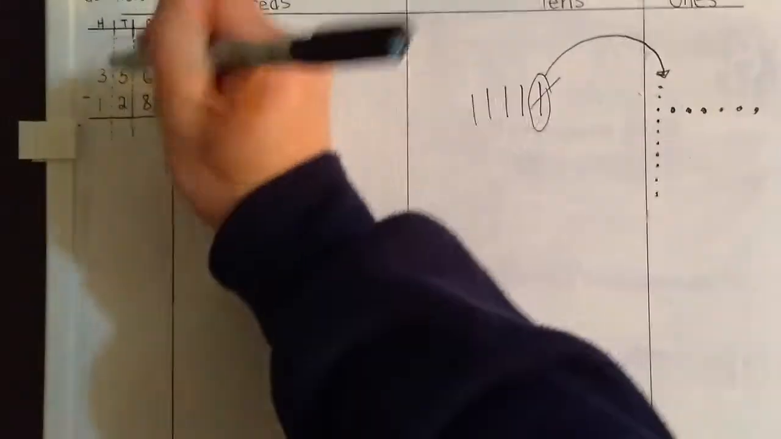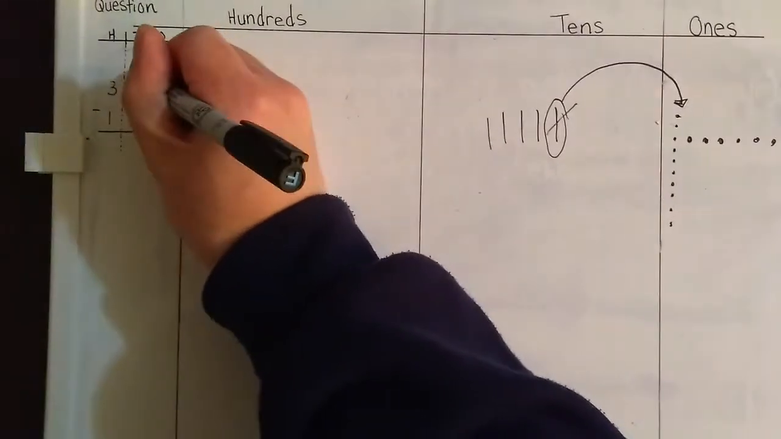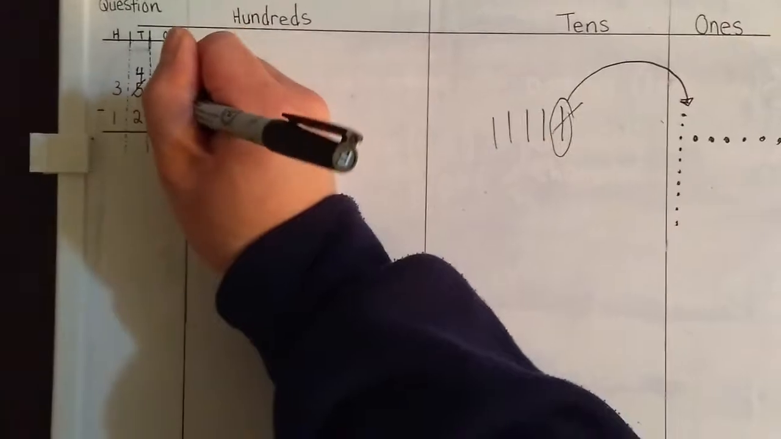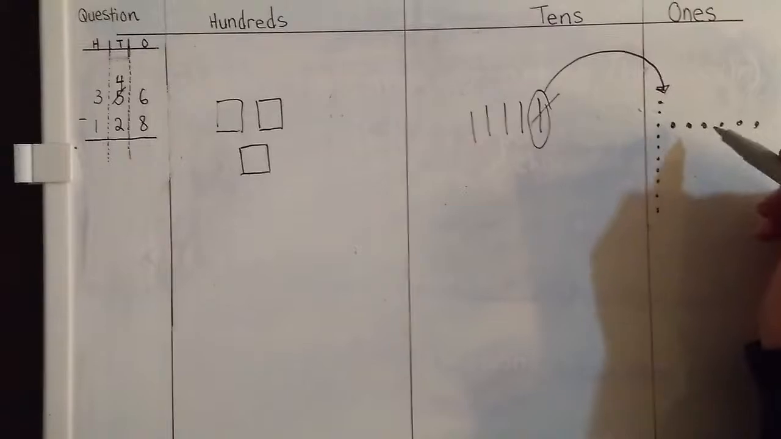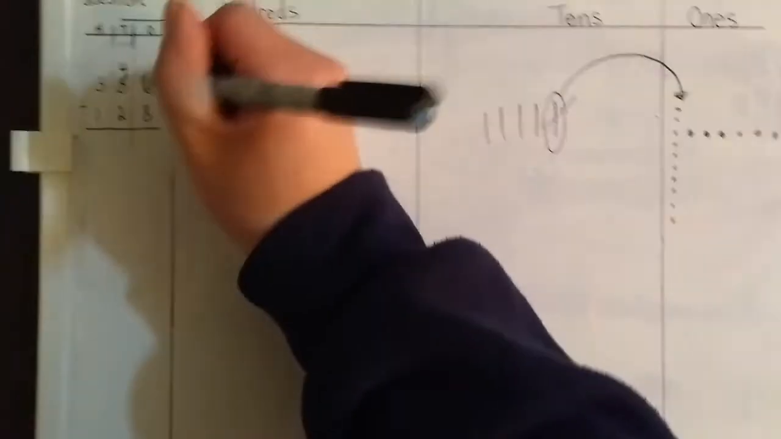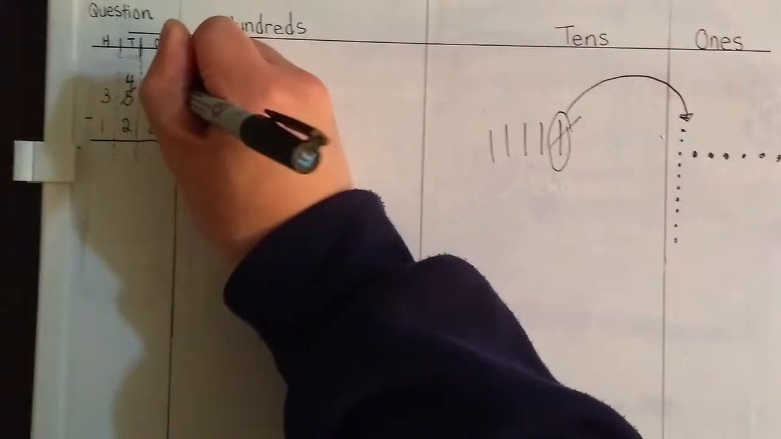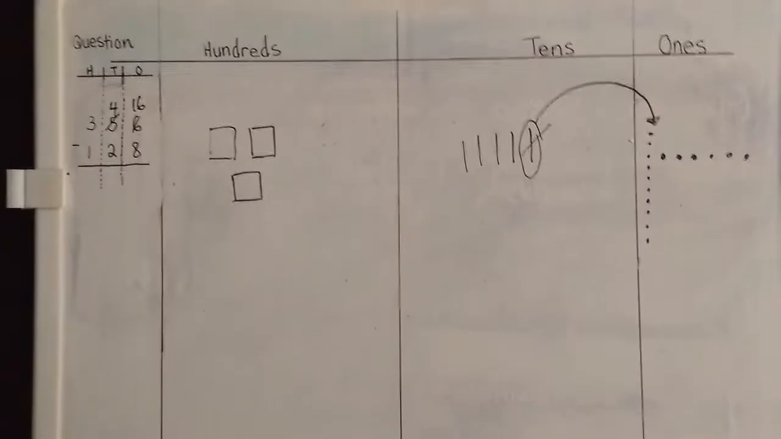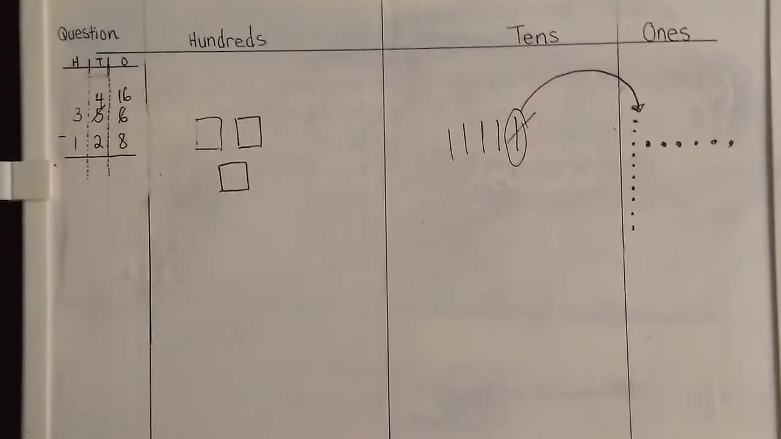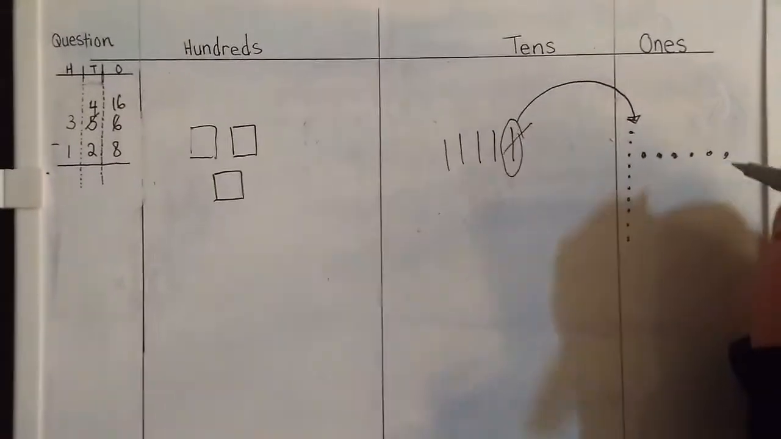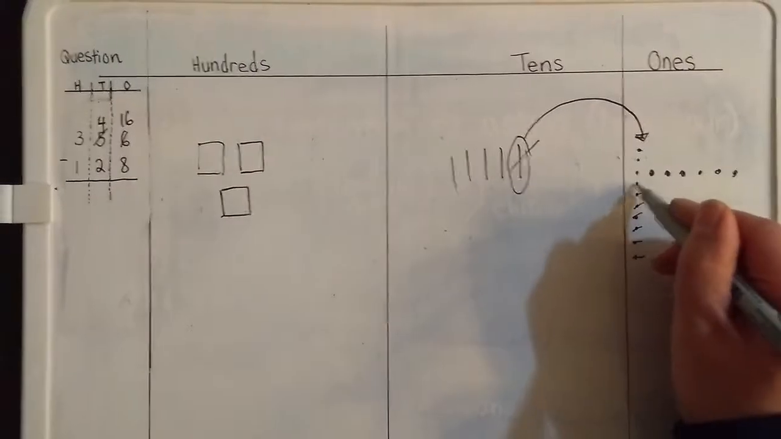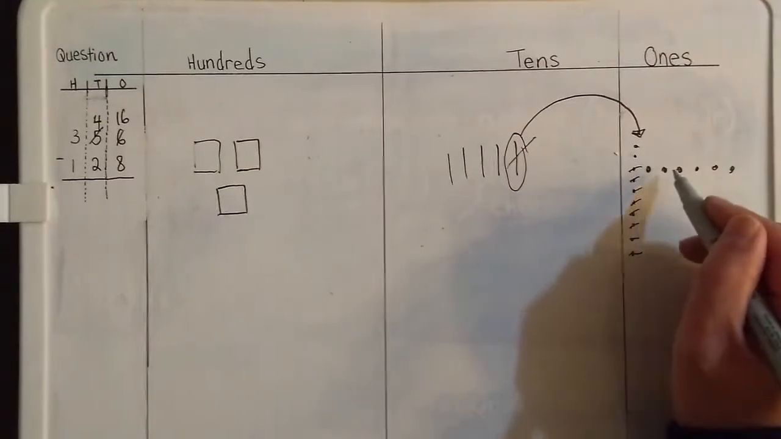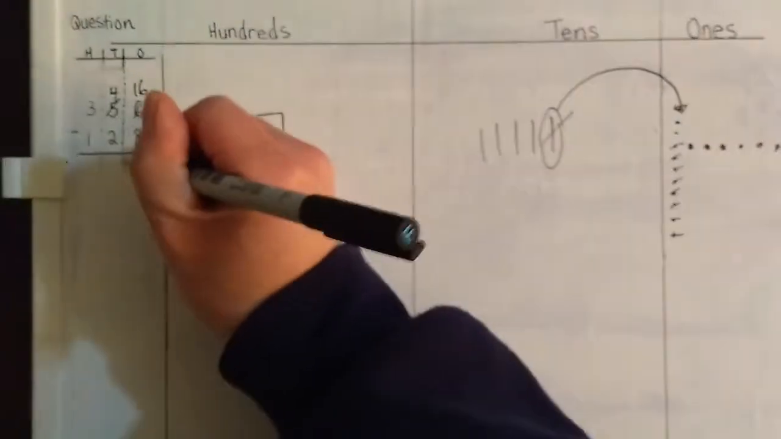So what did I just do? I just took 1 10, so now I have 4. And I regrouped it over to my 1's place value, so now I have 10, 11, 12, 13, 14, 15, 16 1s. Now I can subtract. 16 subtract 8 is equal to 1, 2, 3, 4, 5, 6, 7, 8. So I have 8 ones.